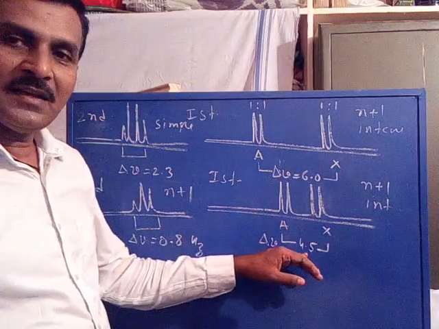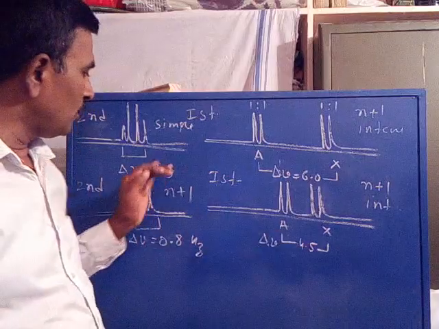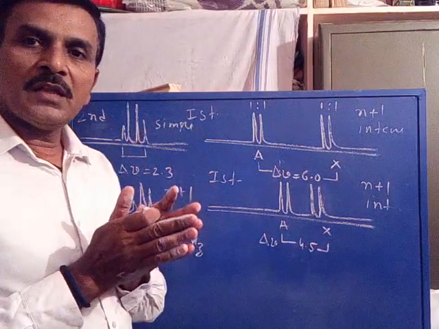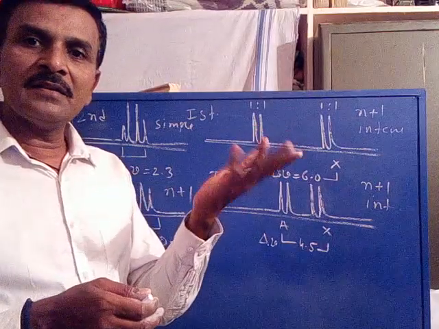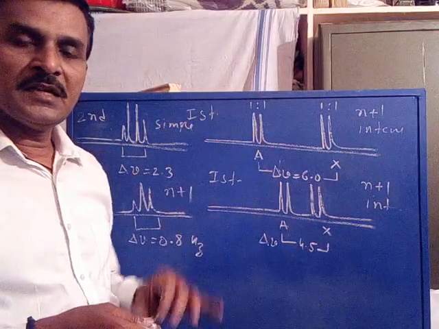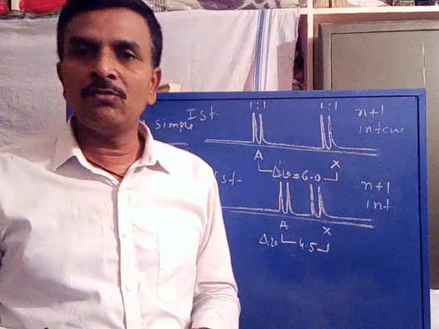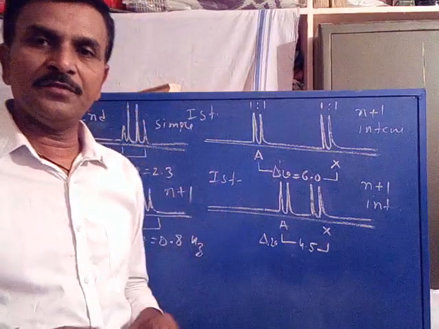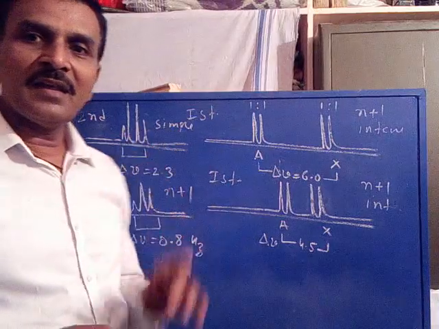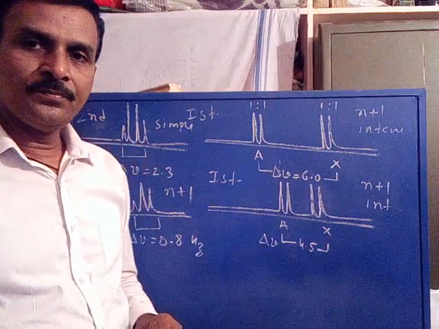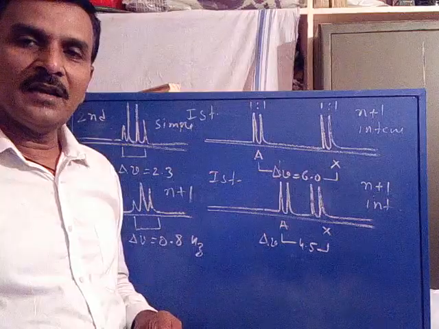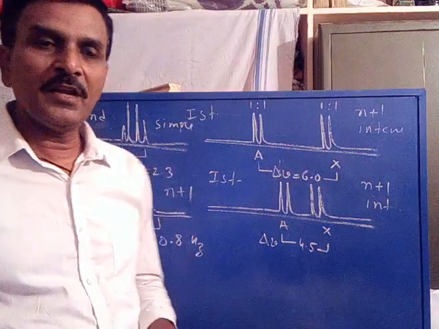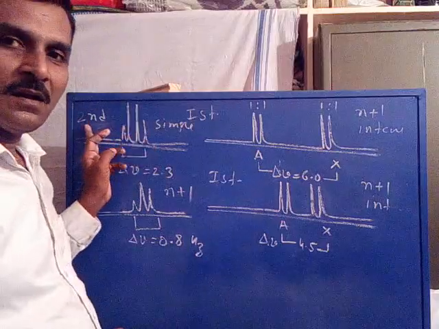Now, further decreasing the frequency difference from 4.0 to somewhere, the two signals come close to each other. During that, inner line increases intensity, outer line decreases intensity. That means the intensity is no longer symmetrical. There is a distortion in the intensities of the two doublets. The two doublets are not exactly appearing as two doublets. So there is a distortion in the intensity, so the simple multiplicity intensity rule is not applicable. So this comes under second order.